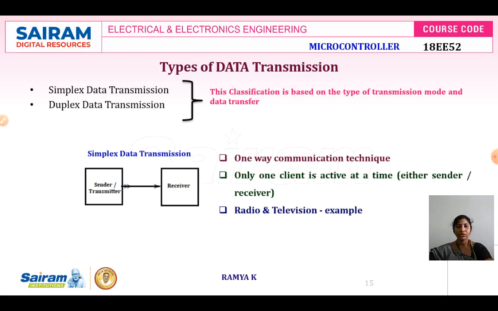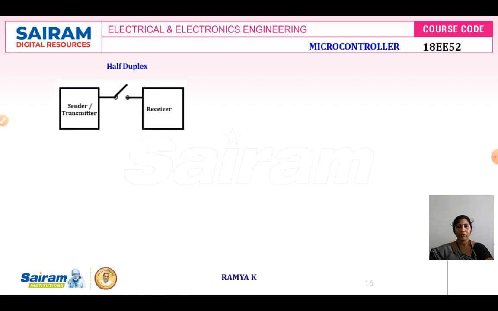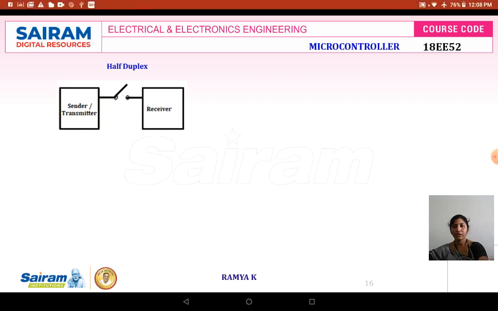Next one is your duplex communication. Under duplex communication, the first subtitle is your half duplex. The diagram for half duplex is shown over here. Here you have a transmitter, which is called your sender, and you have a receiver. In between them there is a switch that represents the difference between the communication happening in half duplex and full duplex.